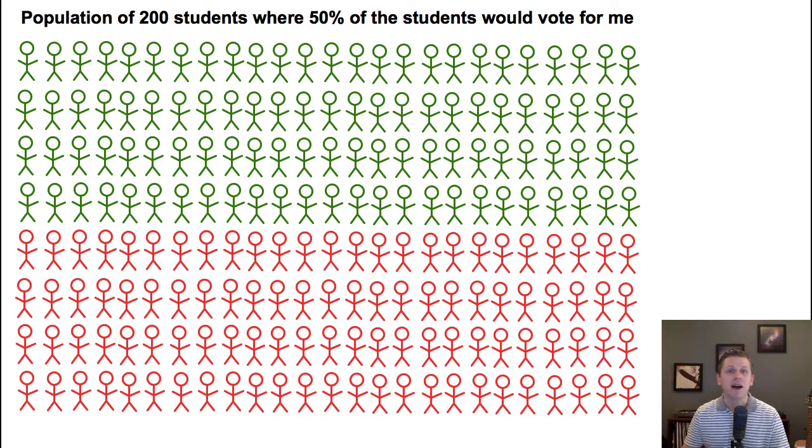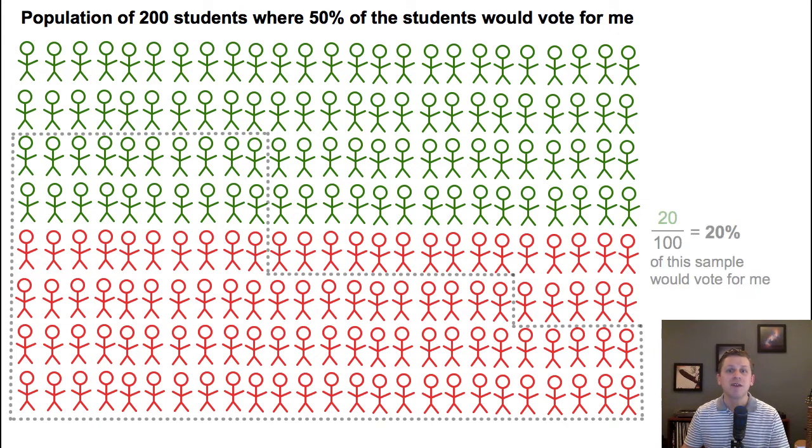Let's imagine out of the population of 200 students, I pick this sample of 100 students. Well, if I had polled these 100 students, I would see that only 20% would say that they'd vote for me, when in reality, out of the population, 50% would.